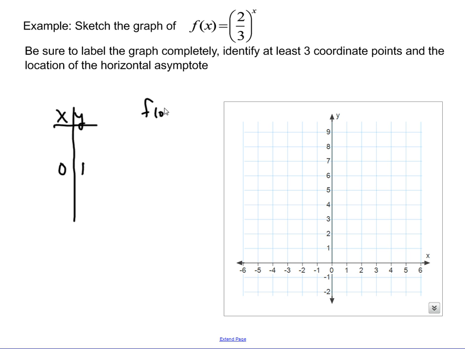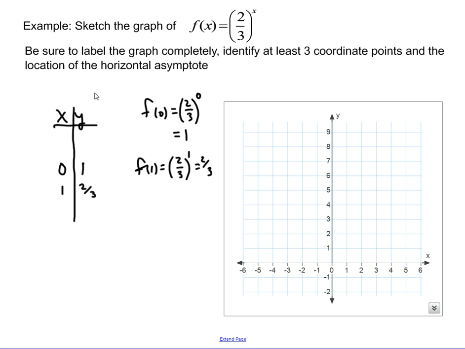f of 0 is equal to the base 2/3 raised to the power 0. It doesn't matter that the base is 2/3 or any other number. Any base other than 0 raised to the power 0 is equal to 1. Also, when x is equal to 1, y is equal to 2/3. Again, this goes back to our property that states that if we put 1 as the exponent, 2/3 raised to the first power is equal to 2/3, which I'm going to estimate probably over here somewhere.